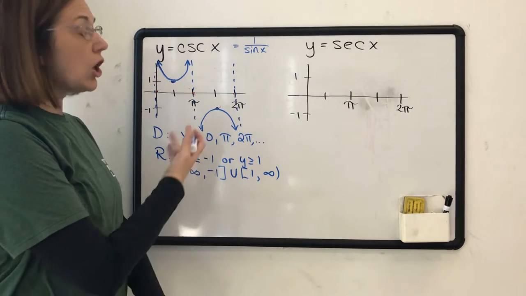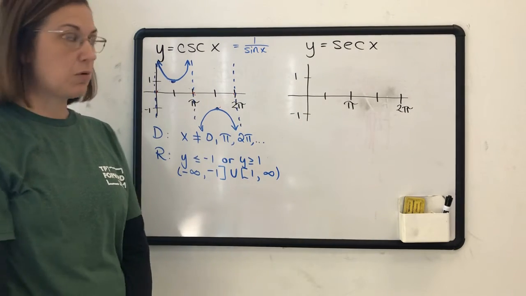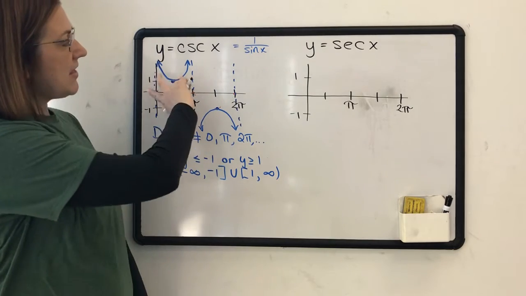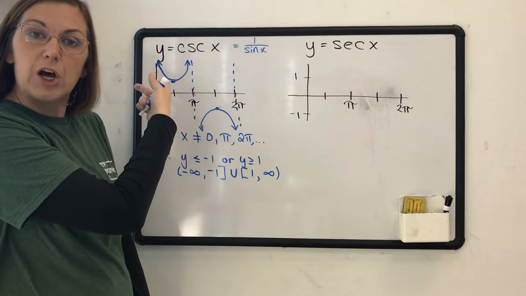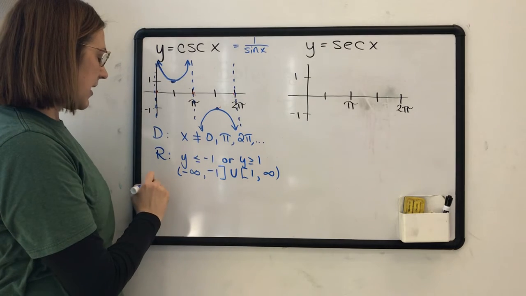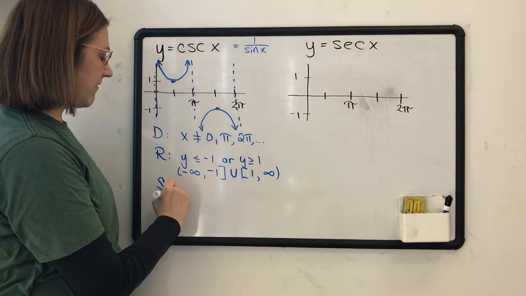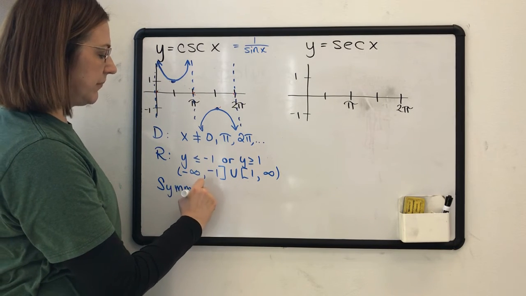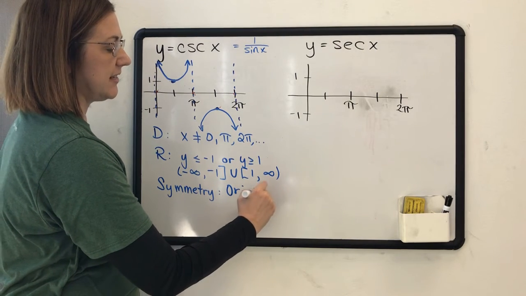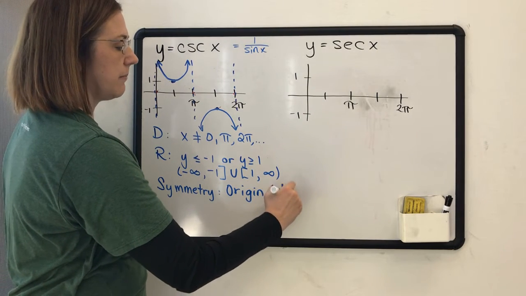Now, let's talk about your symmetry. Remember, sine had origin symmetry, and that meant that I could rotate the graph 180 degrees and I would get the same graph. And so the cosecant graph has the same symmetry, origin symmetry, again, because it is an odd function.